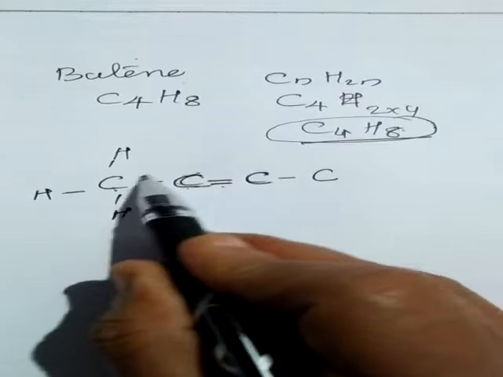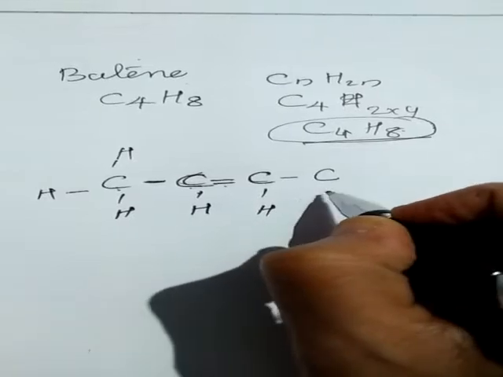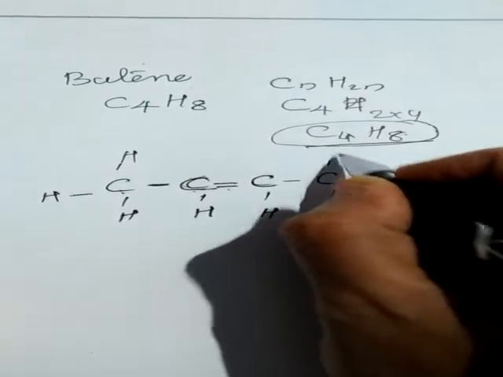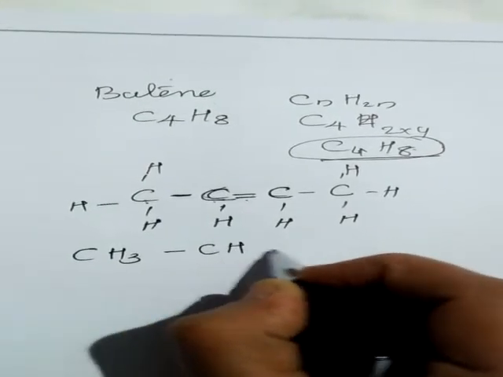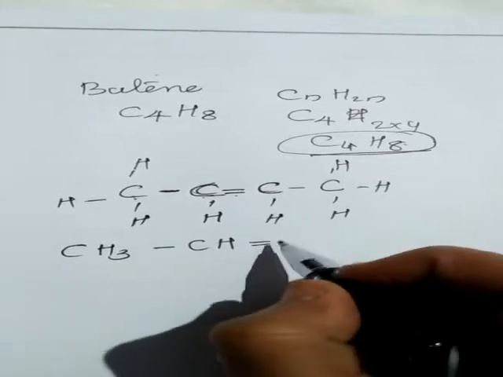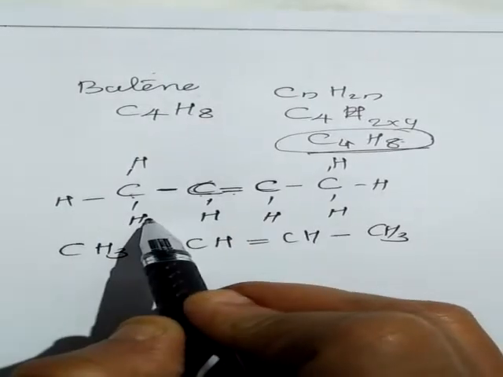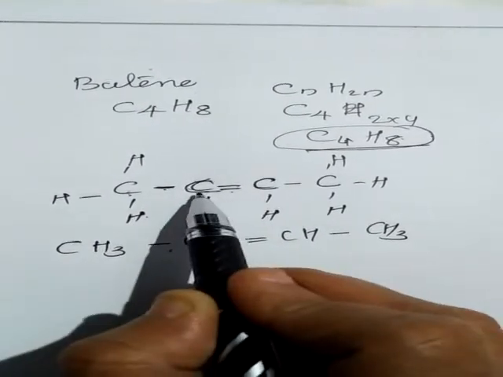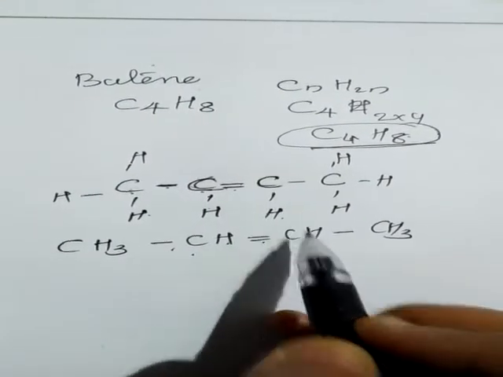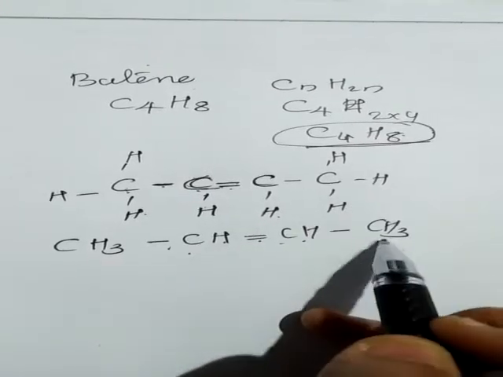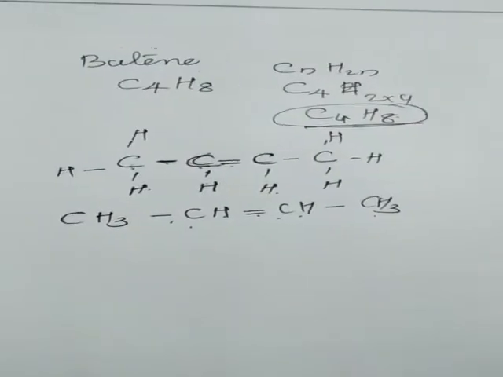Here you can see already 3 valencies are filled. So we can use only 1. Here also same condition. Next, 3 hydrogen is filled. So I can write it as CH3, CH double bond CH, then CH3. So 1 carbon with 3 hydrogen, this particular bond, then carbon atom with 1 hydrogen, double bond I represented here, carbon with hydrogen, again 1 carbon with 3 hydrogen. This is the structural formula of butene.